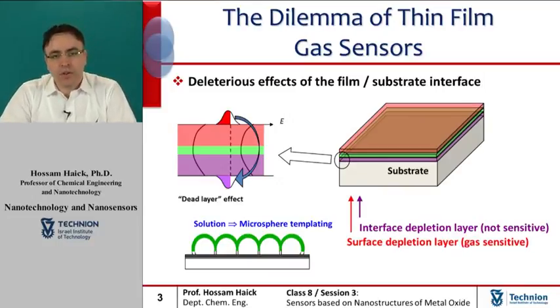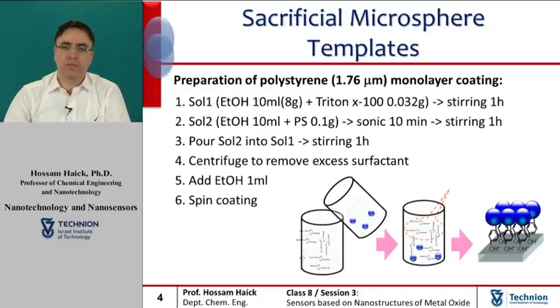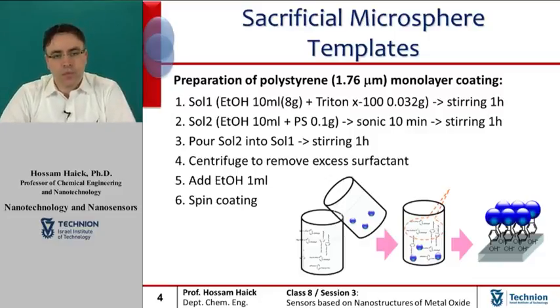The solution involved thin film deposition over sacrificial microsphere templates to produce the so-called eggshell structure with high surface area and small interfacial area. The production of the eggshell structures that have high surface area and small interfacial area involves thin film deposition over sacrificial microsphere templates.